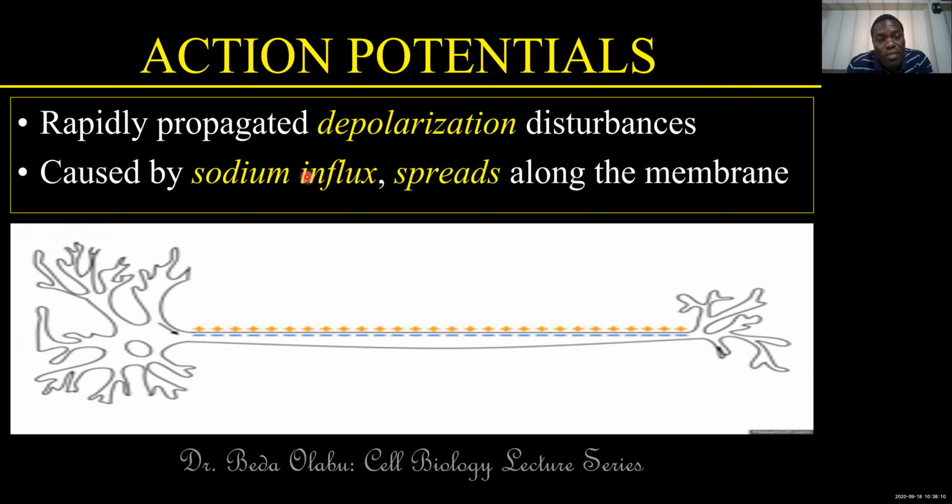Now, that disturbance of depolarization usually spreads along the cell membrane. So it is not like graded potential that is just on a particular focal point. This one spreads along the cell membrane. It's diffuse, so to speak.